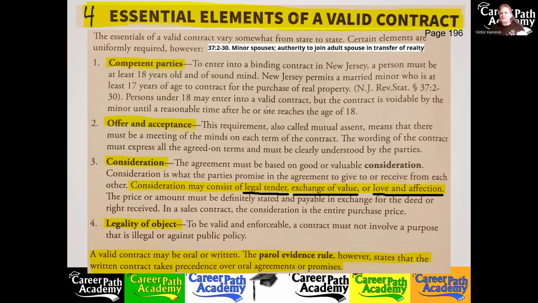So there's actually a conflict. We noticed this with a previous class, where I looked up the laws on this during the class, and we found this little clause here, 37:2-30: minor spouses have the authority to join an adult spouse in the transfer of realty. Okay, well, you can't get married and be a minor in New Jersey. You can't be a spouse and a minor in New Jersey. So, how does that work?